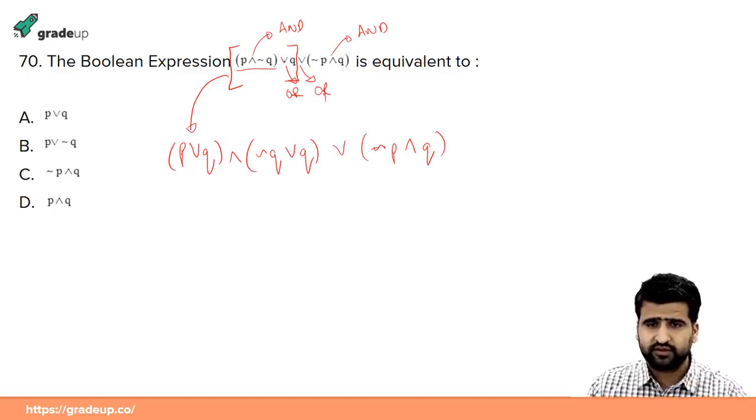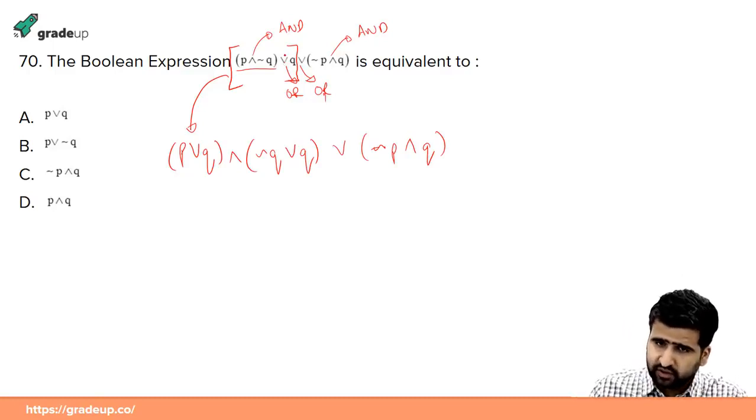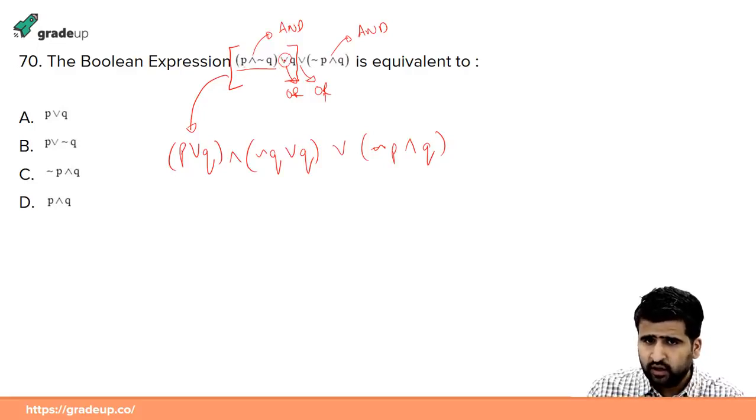Alright, so this is a distributive property. You can distribute this or to both of these. Since this is outside the bracket, you can take this or Q over to both sides. So P or Q and negation Q or Q.